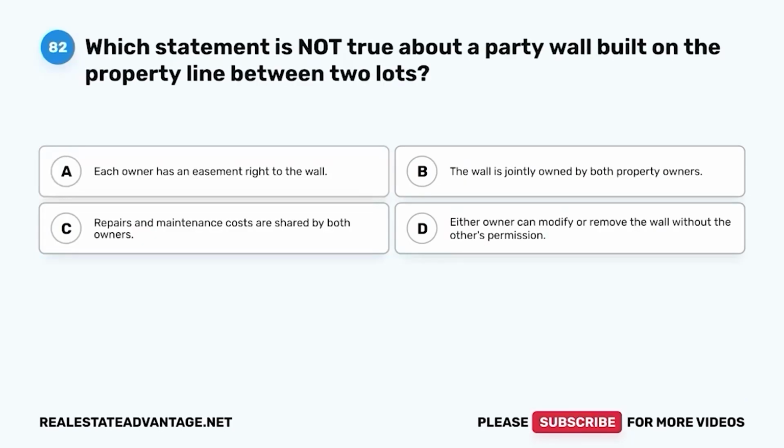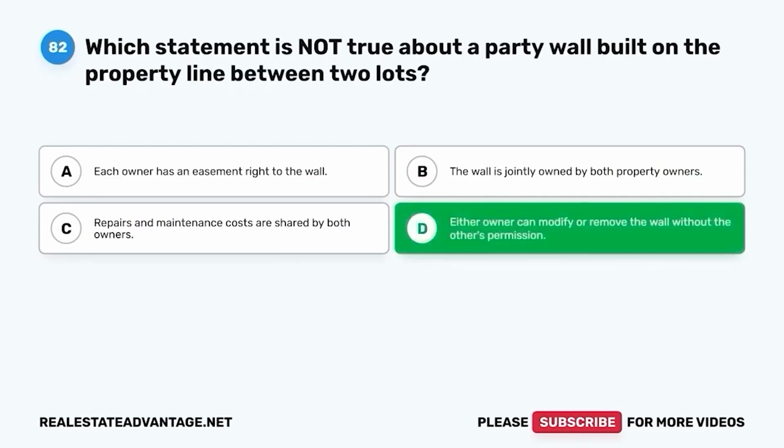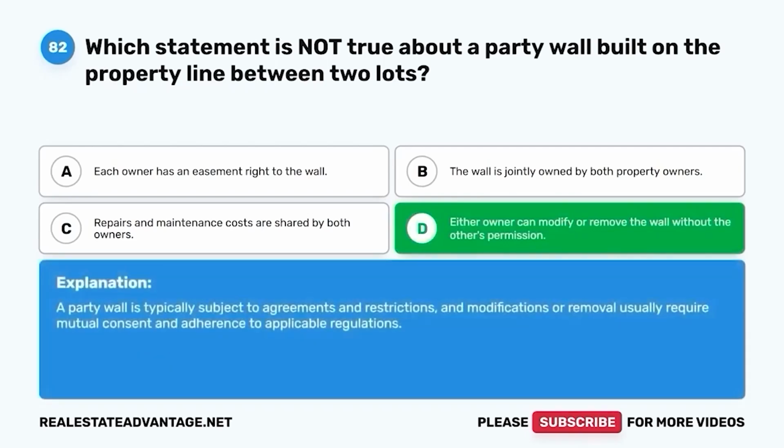Question 82. Which statement is not true about a party wall built on the property line between two lots? A. Each owner has an easement right to the wall. B. The wall is jointly owned by both property owners. C. Repairs and maintenance costs are shared by both owners. D. Either owner can modify or remove the wall without the other's permission. The correct answer is D. Either owner can modify or remove the wall without the other's permission. A party wall is typically subject to agreements and restrictions, and modifications or removal usually require mutual consent and adherence to applicable regulations.